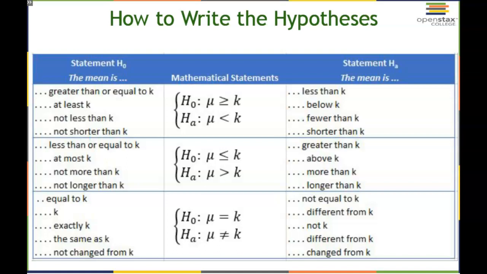So you can see these are the only three options, the only three pairings we have for our mathematical statements. We won't have any others. It's only these three, and it's based on the language in the problem description.